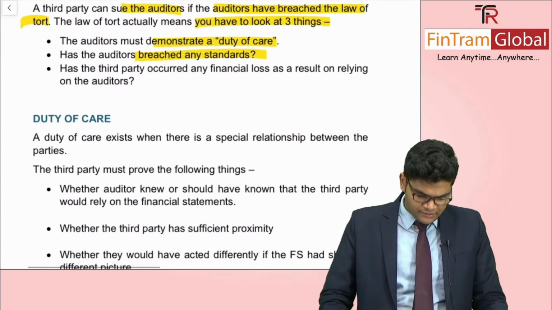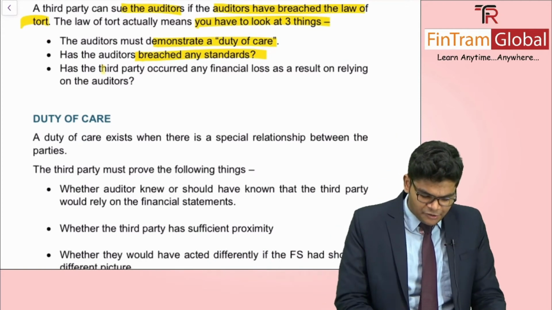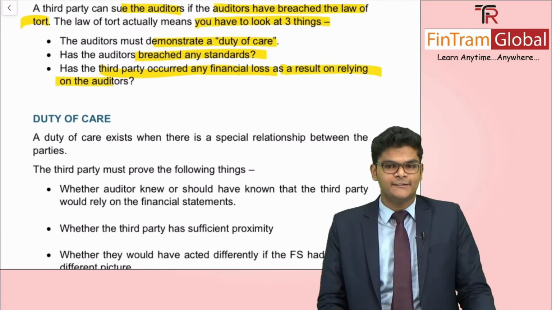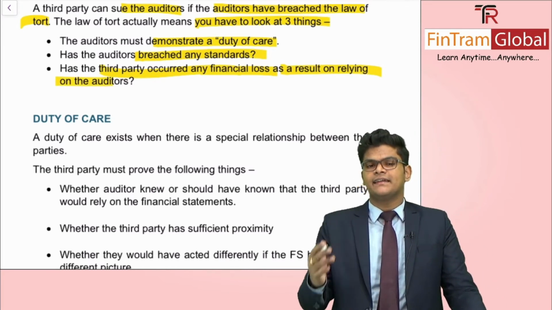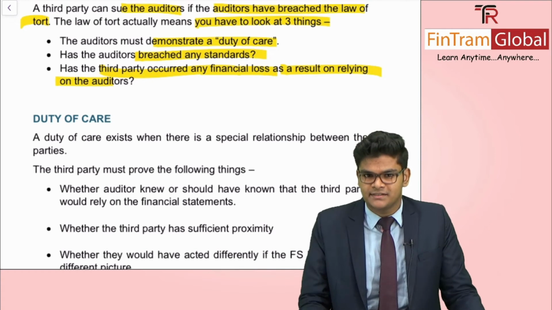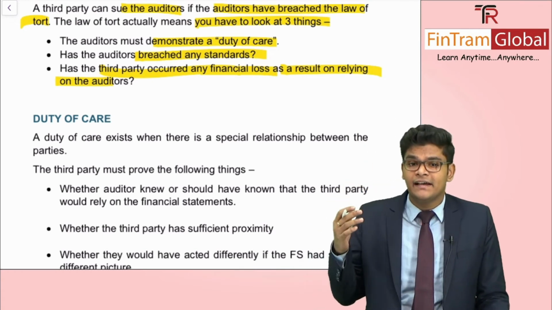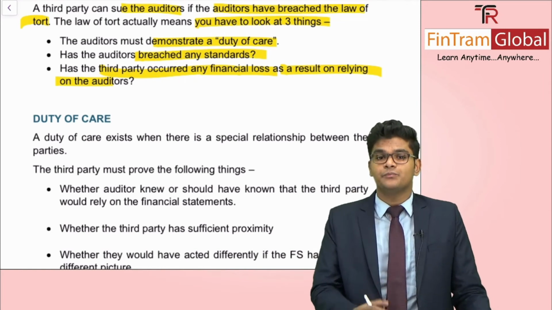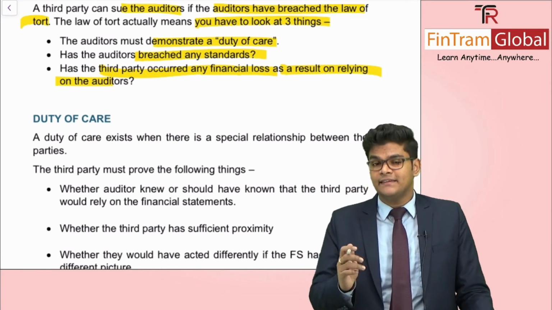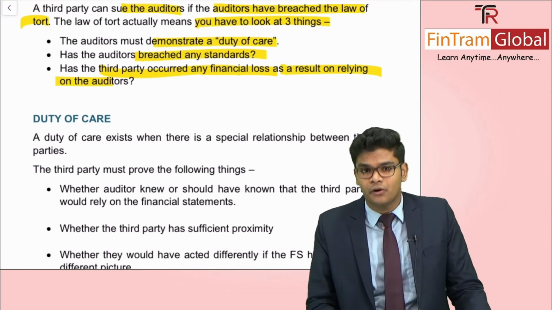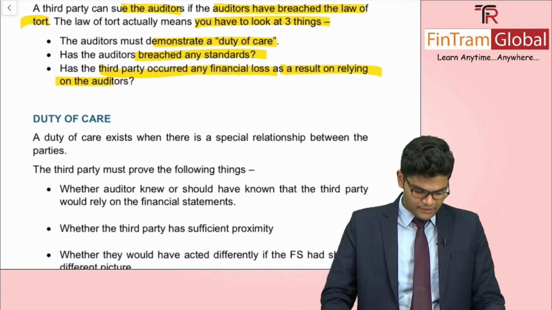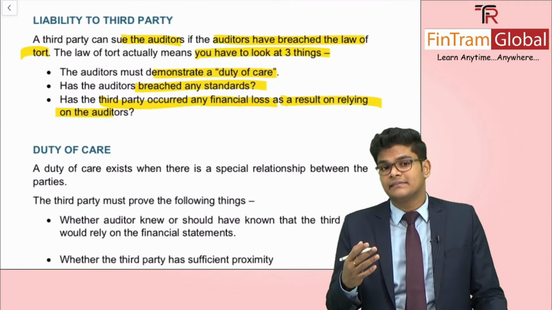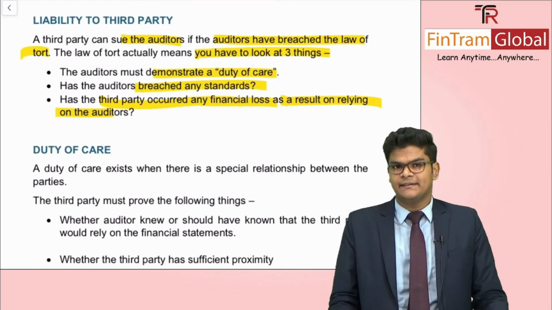Moving on to the third one, that is kind of obvious. Has the third party incurred any financial loss as a result of relying on the auditors? So that's yet another obvious situation, isn't it? If the third party has incurred some sort of financial loss by relying on the auditor's opinion, then definitely the third party can sue the set of auditors. Okay folks, so keep this in mind. So that's basically when the liability towards third parties can arise.